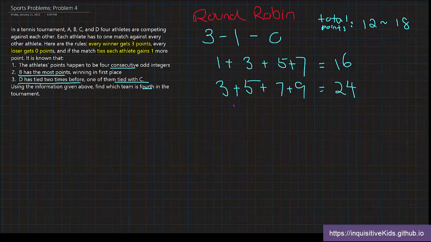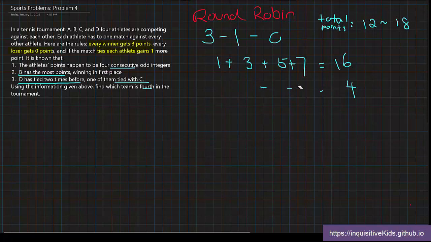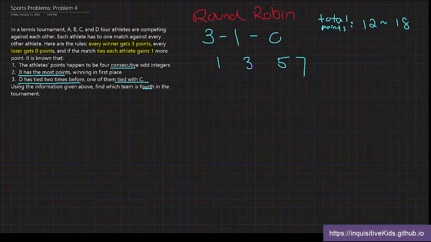This is only the second smallest group we have, and yet it's already over 18. So we know that the number of points would be 3, 5, 7, and 1, because that is the only option. So the points given to the athletes are each 1, 3, 5, and 7.